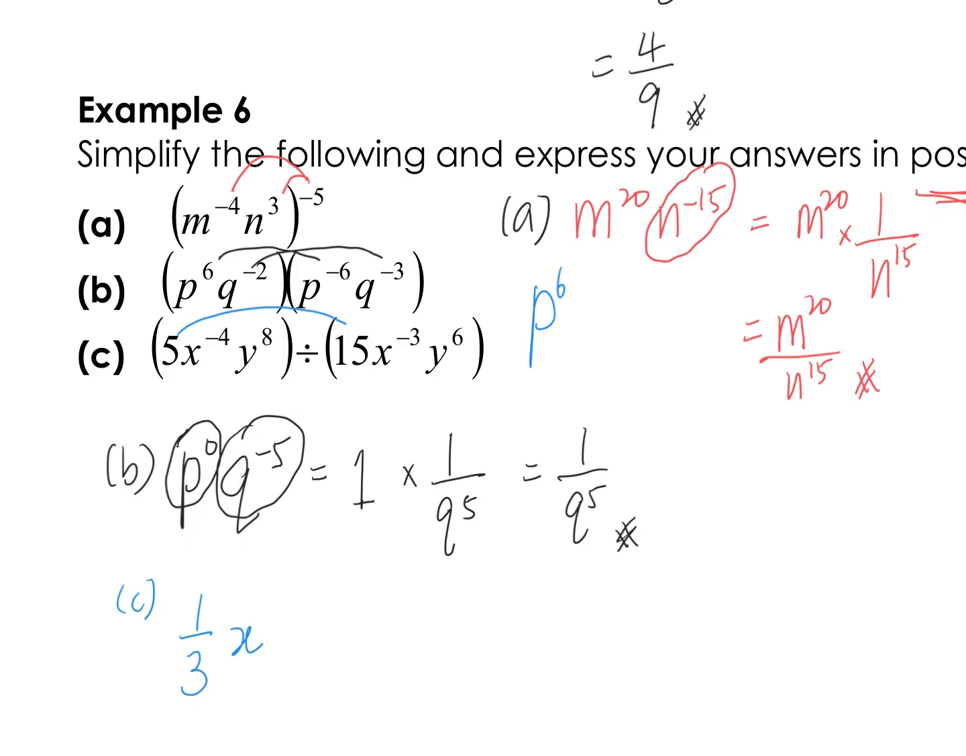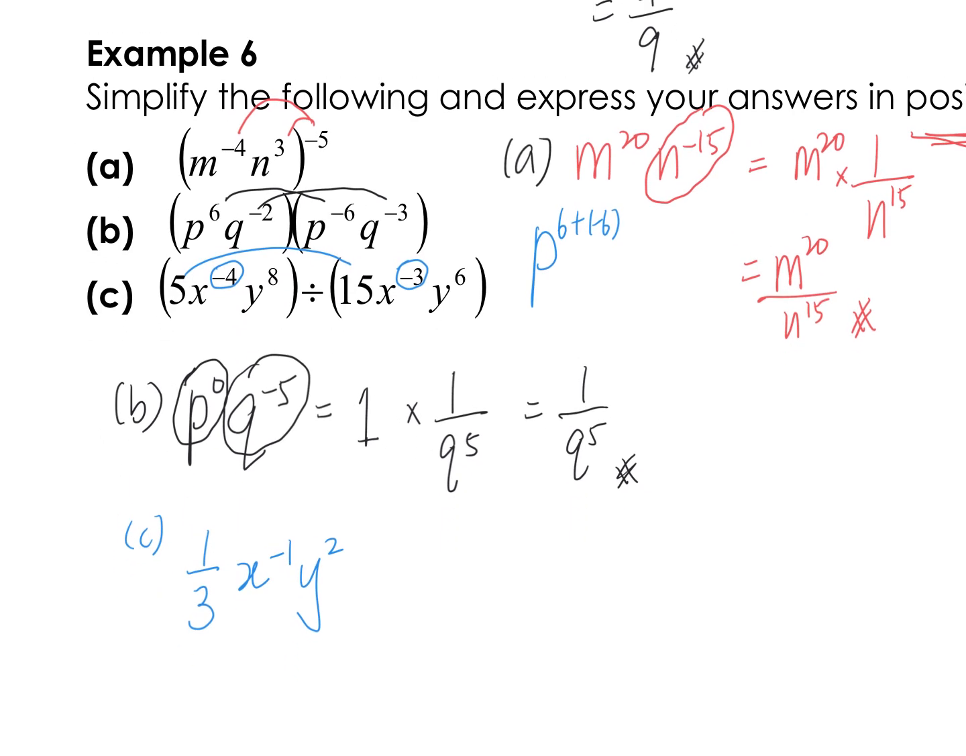P6 plus -6, gone. When you add it, it's gone. Okay, then what about this? What do I get? -1. Okay, then what is your y? 2.